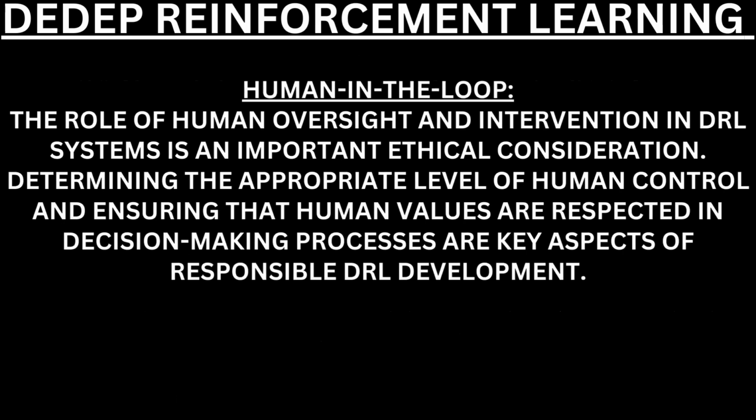Human in the loop. The role of human oversight and intervention in deep reinforcement learning systems is an important ethical consideration. Determining the appropriate level of human control and ensuring that human values are respected in decision making processes are key aspects of responsible DRL development.